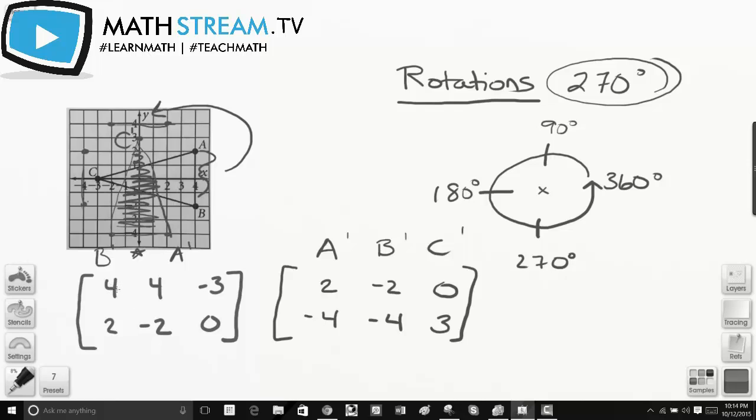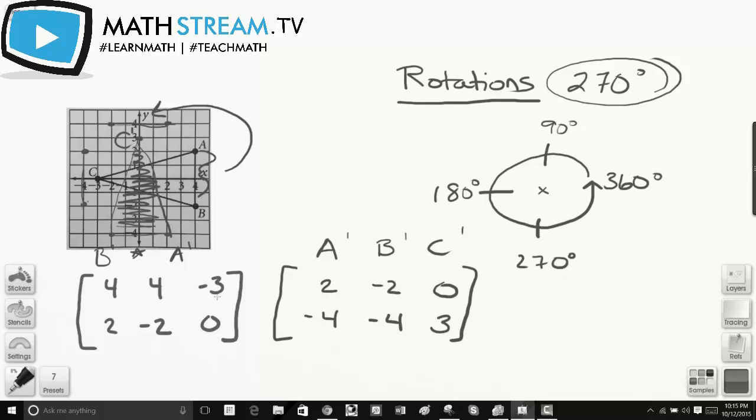So for instance, the point 4, 2, if I look at A prime, it flipped the x and y and then turned the y negative. So that's interesting. 4 and 2 became 2 and 4, but the y became negative. Let's see if that repeats itself. For 4 and negative 2, that would flip to negative 2 and 4, but then the y becomes negative. So the same thing happens. We flipped the x and y and then turned the y negative.